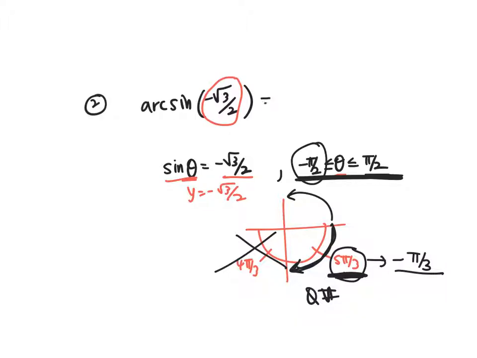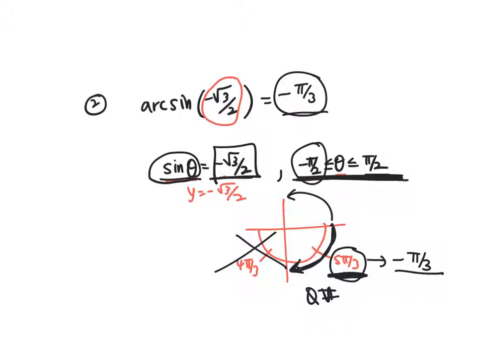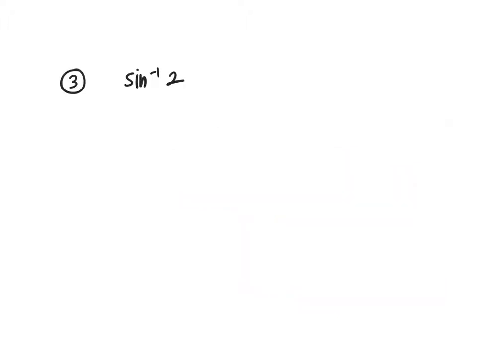So your final answer, arc sine of negative root 3 over 2, is negative pi over 3, because sine of negative pi over 3 gives you negative root 3 over 2, and negative pi over 3 is an angle between negative pi over 2 and pi over 2. It's between quadrant 1 and 4, and if your angle is in quadrant 4, it needs to go in the negative direction. Go ahead and try this problem.